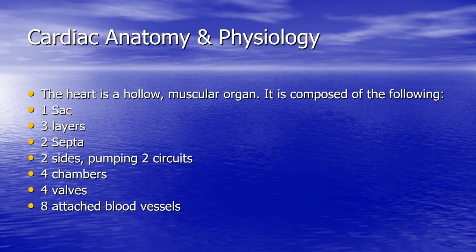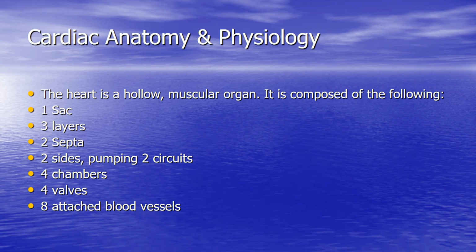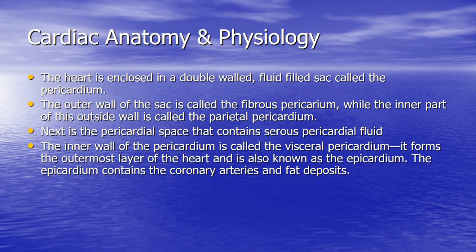I find remembering the numbers or taking it by numbers in this particular sequence helps students remember all the structures of the heart. Now we're going to talk about the pericardium. It's basically a fluid-filled sac. The outer wall is the hard wall. It's the fibrous pericardium. The inner wall is a thinner layer that is the visceral pericardium. In between the 2 walls we have some serous fluid. Serous fluid is clear to yellowish fluid that fills the walls.